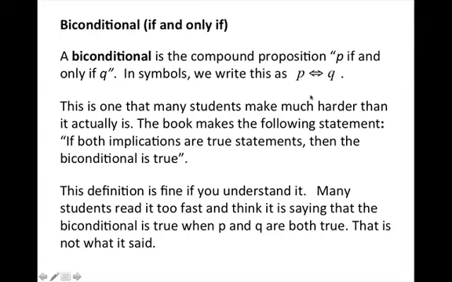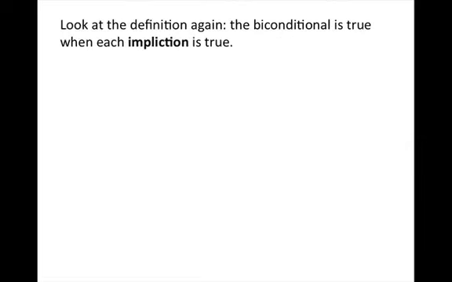A lot of students make the mistake of thinking that the P and the Q both have to be true. But P and Q are propositions, not implications. So if I look at that definition again, the biconditional is true when each implication is true, not the propositions on each side of the biconditional, but the implications.